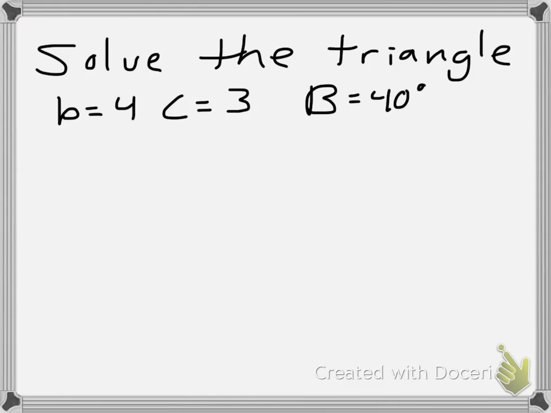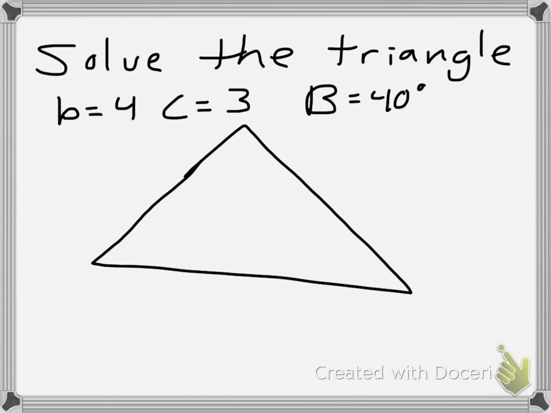Solve the triangle with side B equal to 4, side C 3, and angle B 40. What always helps me is to draw what I have. Let's just make a generic triangle. Now let's say that's A, we'll say that's B, and that's C. And always keep in mind, you don't have to label these angles as A, B, and C as I have. You could do them in a different order.